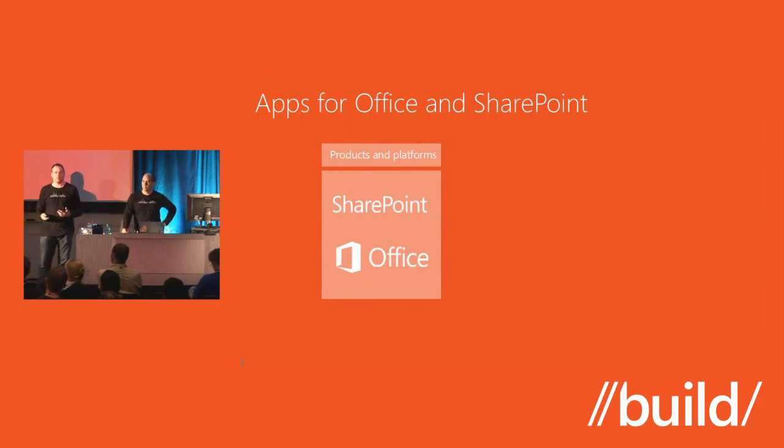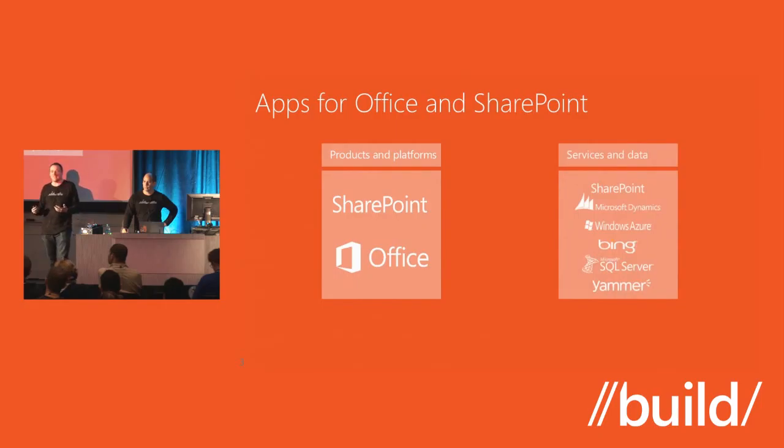But a lot of times we have other services and data that we want to leverage. And sometimes, from an Office standpoint, it's SharePoint. It can also be data from Dynamics or Windows Azure, Bing, SQL Server, even Yammer, since we just acquired them. But it could also be third-party stuff like SAP, things from Twitter, Facebook. All these different organizations around the world have public APIs that we can leverage.